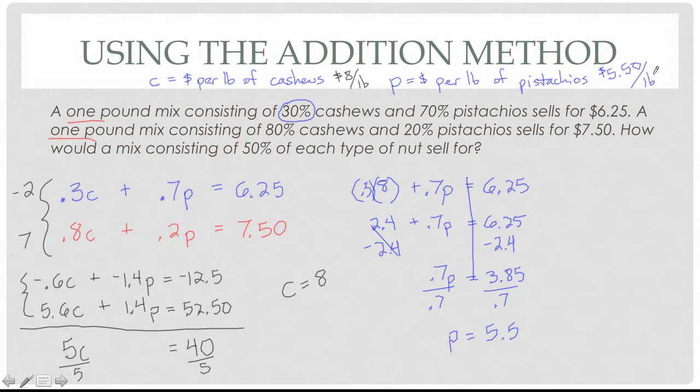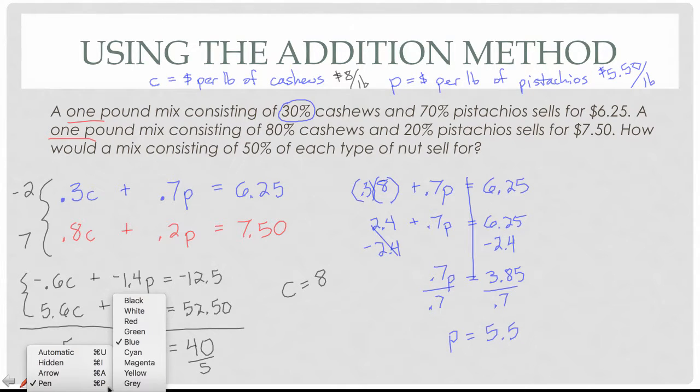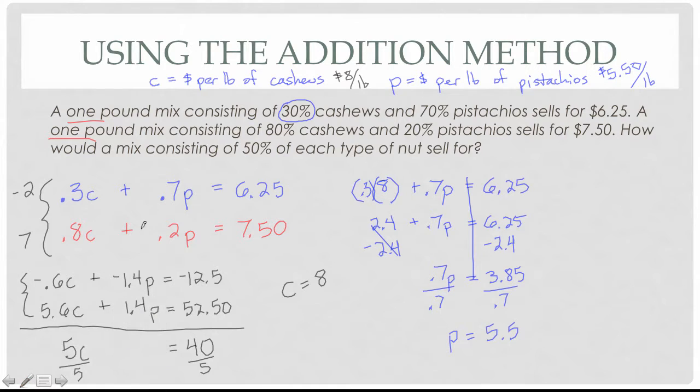Now you may think we're done, right? Whew, we solved for C, we solved for P, we're good. But we actually have not solved the problem yet. Remember, go back to that problem. What are we supposed to find? How much would a mix of 50-50 of each type of nut sell for?